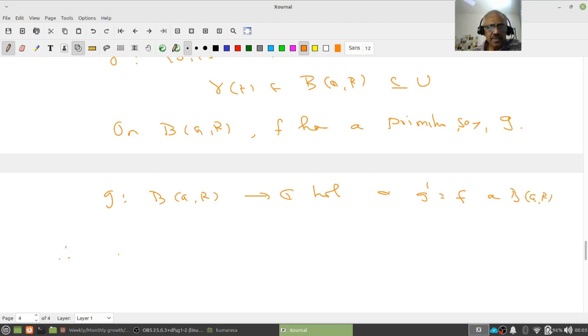Therefore what should I expect? Therefore the integral of f over gamma is G of gamma of 1 minus G of gamma of 0. Notice that this is a complex number, and that complex number is nothing other than that.